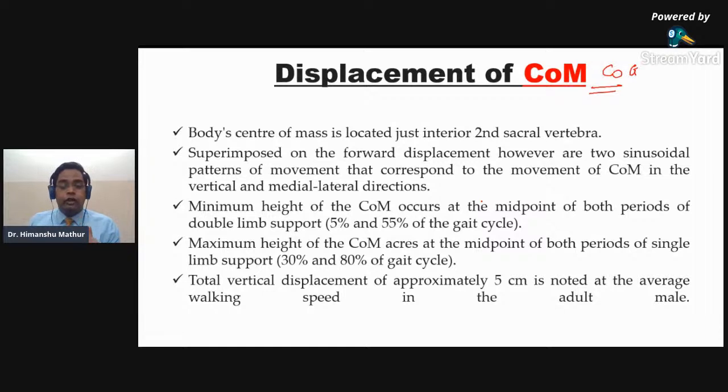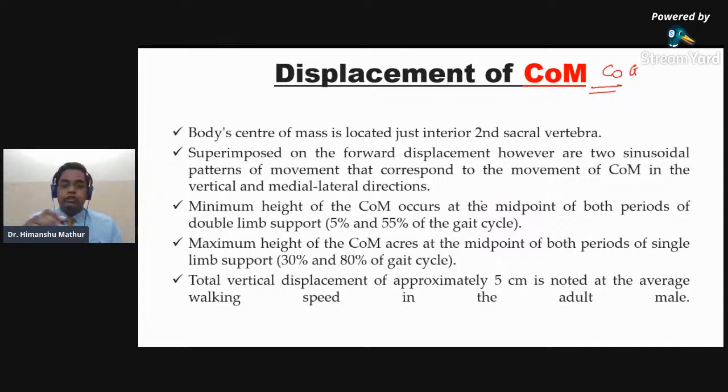Now, the minimum height of the COM occurs at the midpoint of both the periods. See, whenever I'm standing normally, it is at the lowest point where it can go. Okay, it can go up from the normal standing position, but it cannot go down. All right, in the sagittal plane, your COM can move up, but it cannot go down from the normal standing position, because my knees are not getting bent, I'm not getting down. Okay, that is why the normal standing position will be the baseline. The COM would move like this and this and this, but it won't go beyond it.